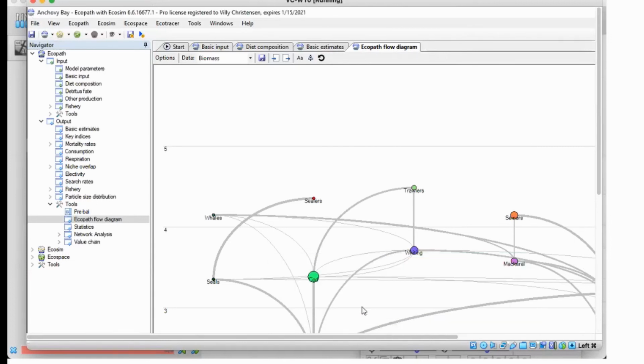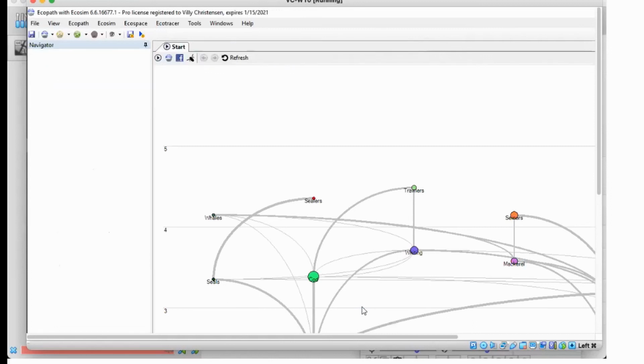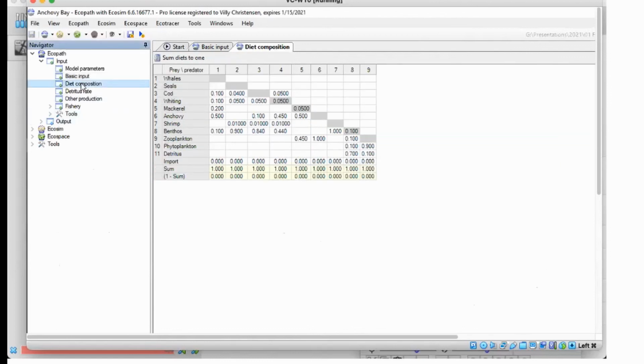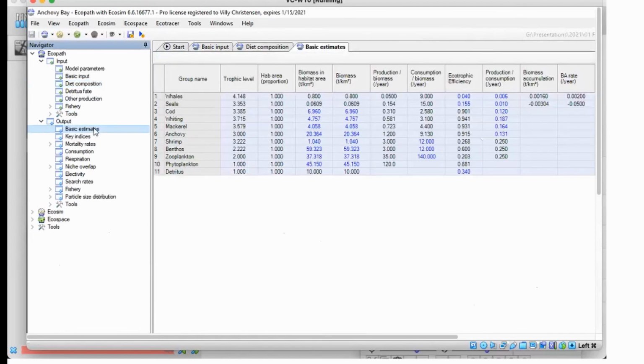That doesn't matter. So this is one of the 5 unbalanced models. So we have now a version here of the anchovy bay model. And we have all the input data, we have basic input, we have diet compositions. So now we're going to balance the model with basic estimates. It balances just fine. That's interesting. So what's the issue here? We have our model, we're done. Maybe I should examine it a little bit closer, what's here.